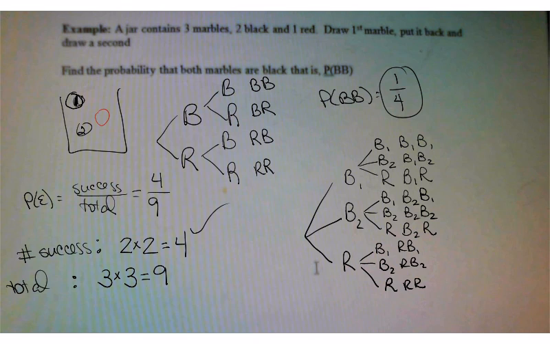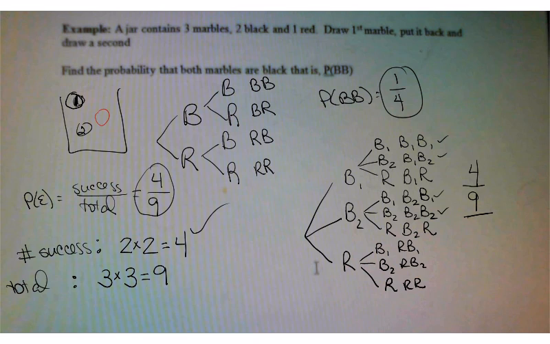If we look at this expanded tree diagram, we see that we have a total of 9 outcomes, and of those 9 outcomes, 4 of them qualify as success for getting 2 black marbles. This right here matches our work over here.